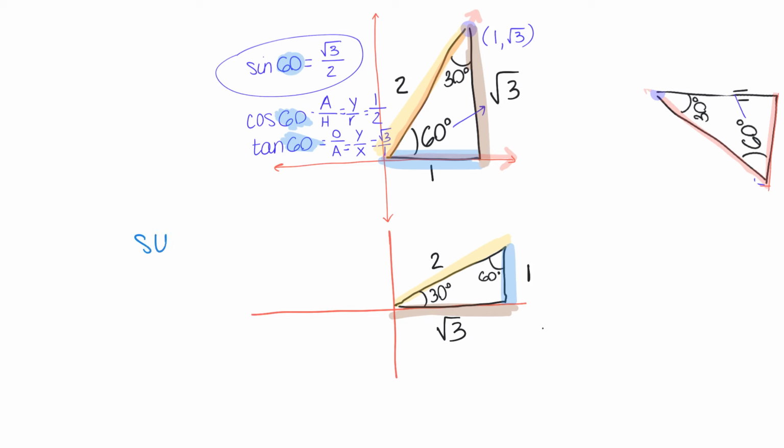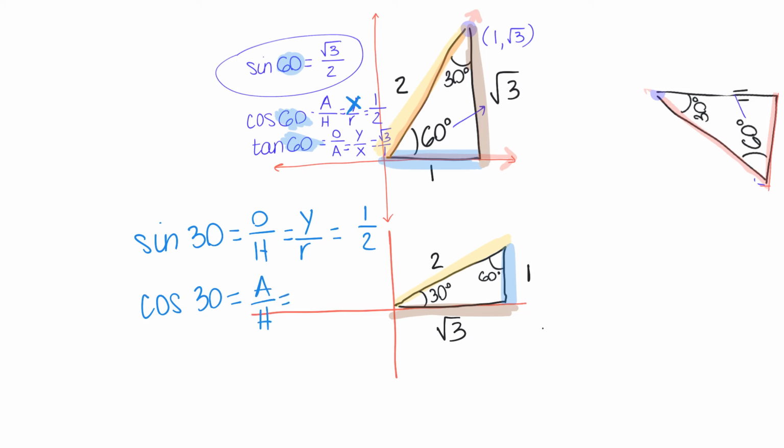So now we know that the sine of 30 is still opposite over hypotenuse, which is still y over radius. I said that wrong up here, didn't I? This was supposed to be x. Which is now 1 over 2. And the cosine of 30, which was adjacent over hypotenuse, is now x over radius, which is root 3 over 2. Okay, see how this all works?